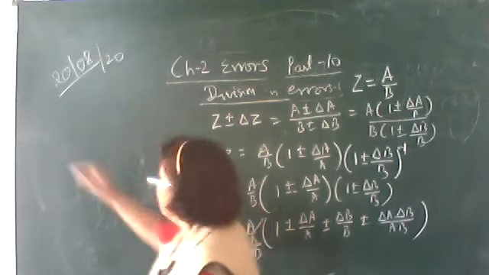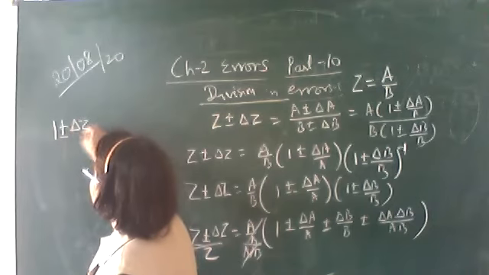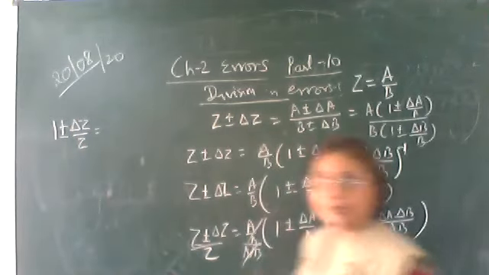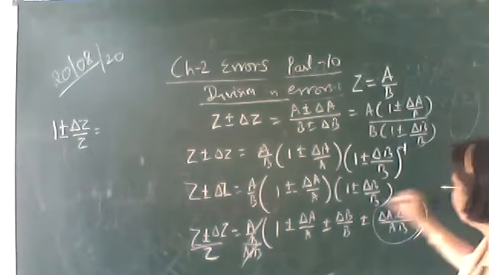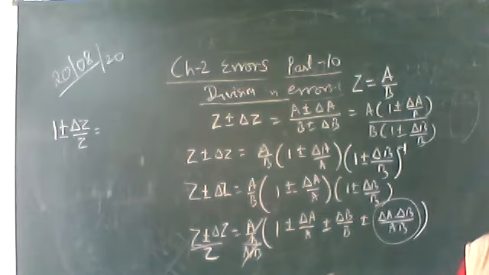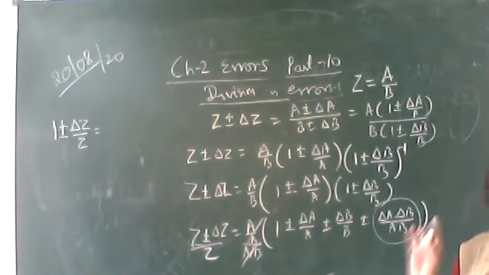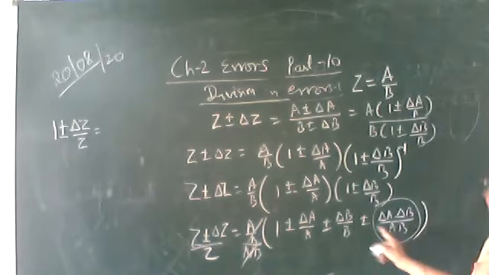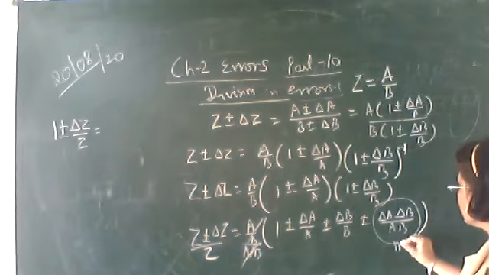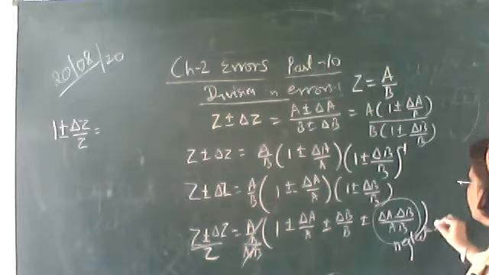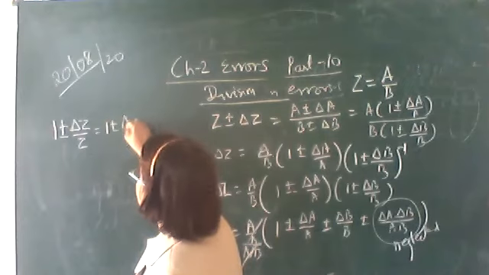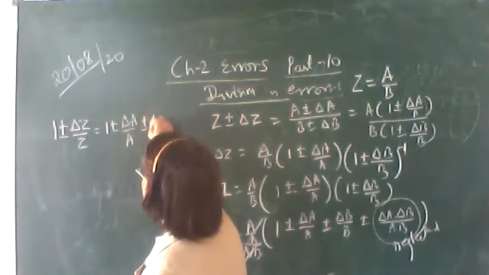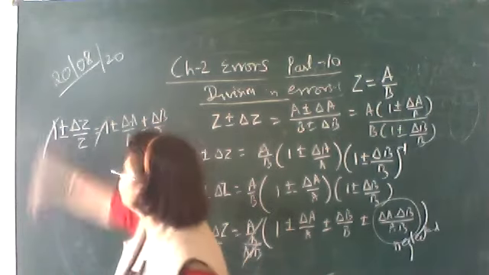So what do we get? 1 plus minus delta z upon z is equal to this whole term. Again the last term, delta a into delta b, is a very small quantity divided by ab, a large quantity. So this term becomes very, very small and it can be neglected as compared to the other terms. So what remains? 1 plus minus delta a upon a plus minus delta b upon b. Now you can cancel out 1 from both the sides.